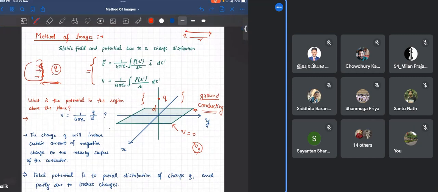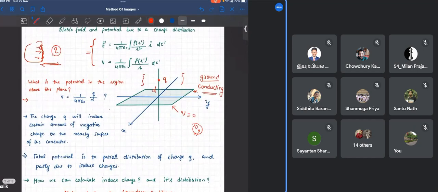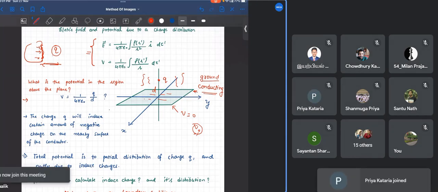So you will understand this. We have a grounded conducting plate and a positive charge is placed. It will induce certain charges on the surface of this plate, due to which the electric field and potential will change in this region, and we want to calculate that electric field and potential.